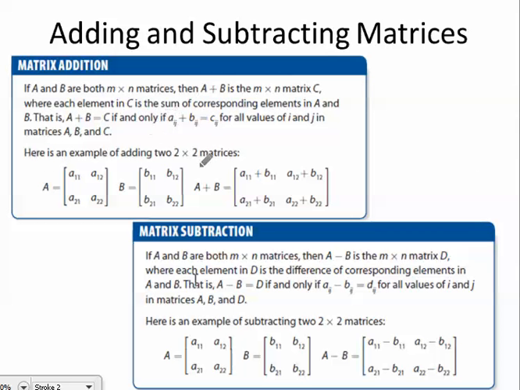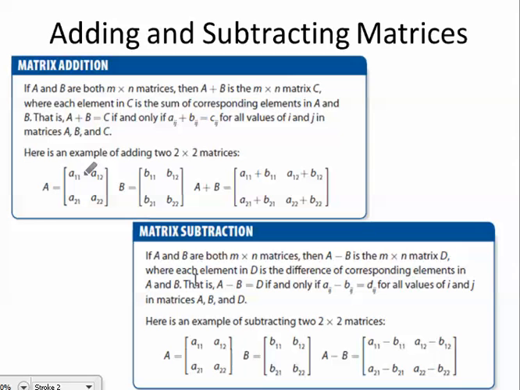So when we're adding and subtracting matrices, they have to be of the same size. So if you've got a 2 by 2, you can add that to a 2 by 2. If it's 2 by 2, you can subtract it from a 2 by 2. But you can't do a 2 by 2 and a 2 by 3. They don't work together that way. They have to be the same size of matrices.